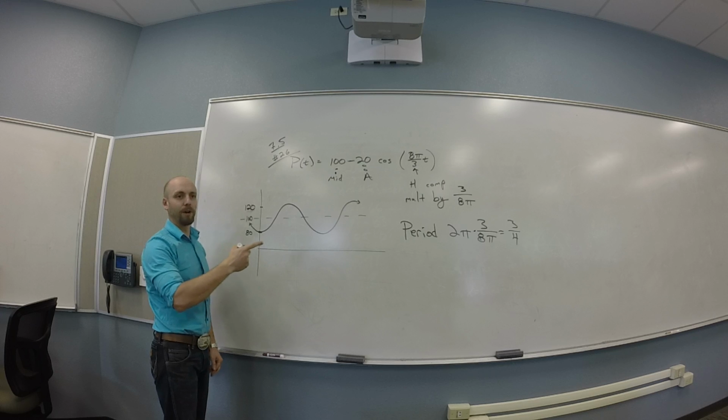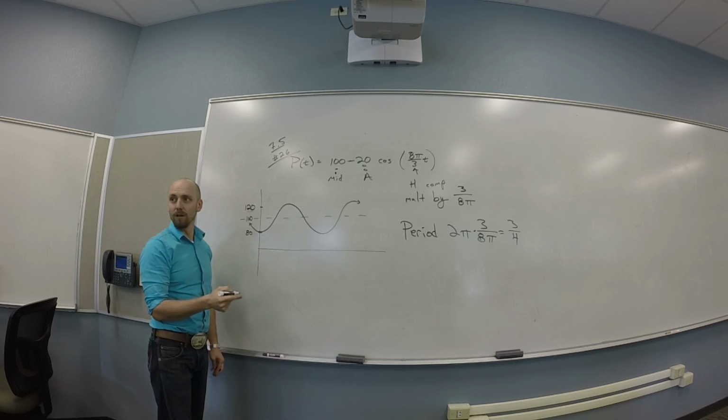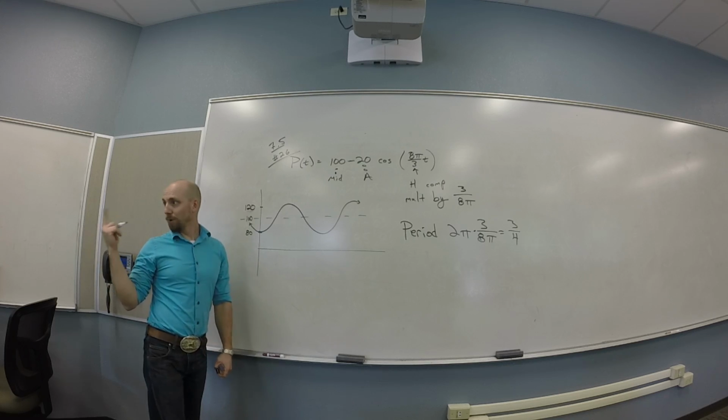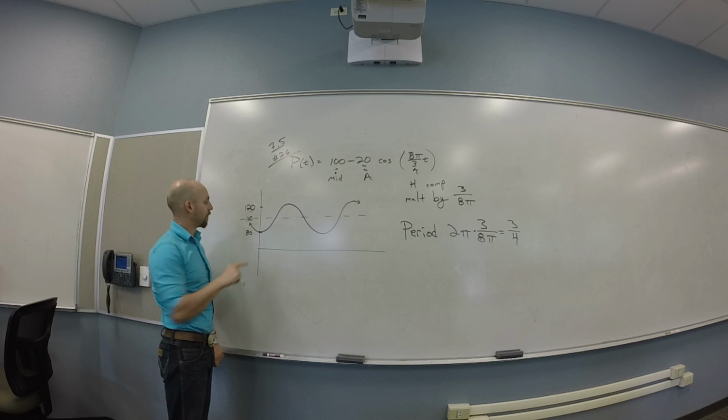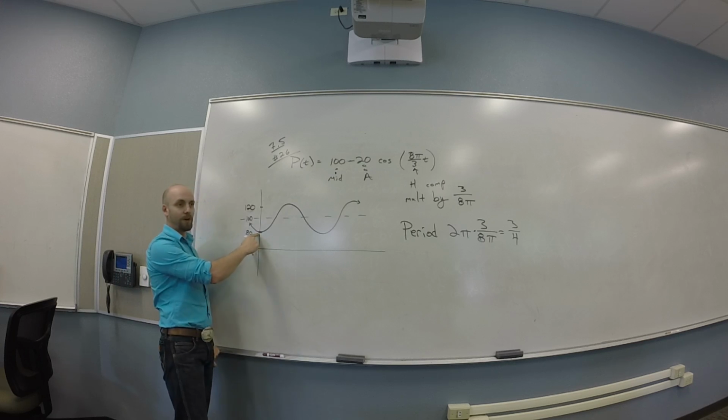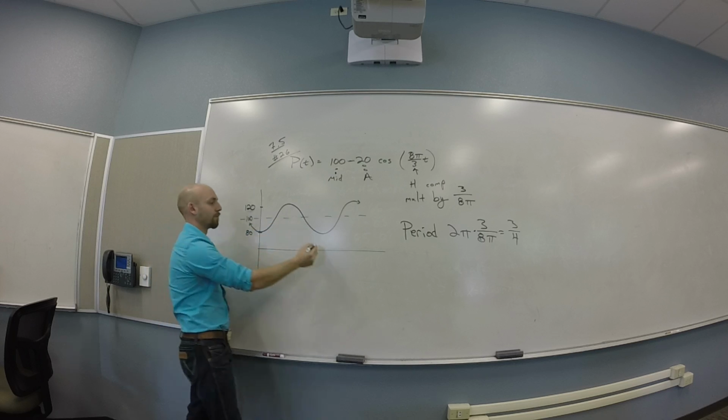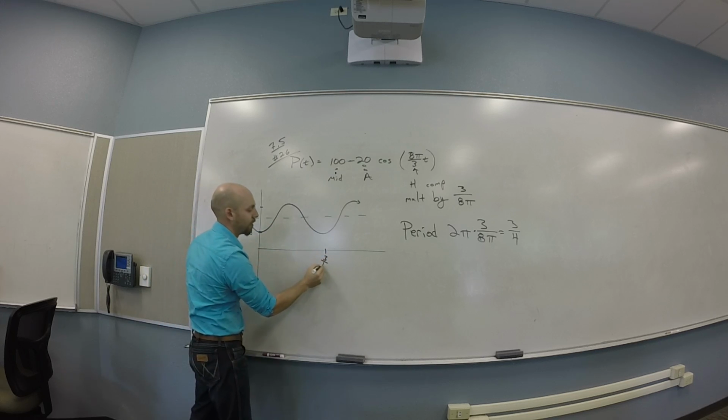And what does your period information tell you? It ends at 3/4. Yeah, 1 period is 3/4, right? So where's a period from the bottom of this trough? The bottom of the next one. Good, perfect. Bottom of the next trough is at 3/4.